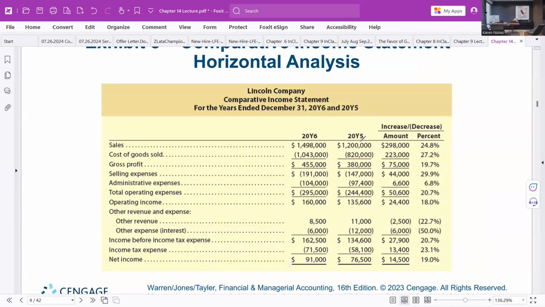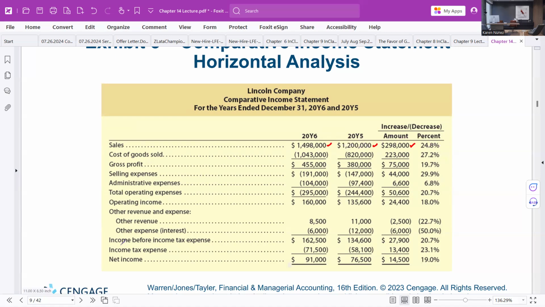If we want to look at sales from year 5 to year 6, in year 5, the sales were 1.2 million. In year 6, the sales were bumped up to 1,498,000. That's a $298,000 increase. That's the amount of the increase. And that $298,000 represents a 24.8% increase. Again, that's 298 divided by what we call the base year, the first year, 1.2 million.